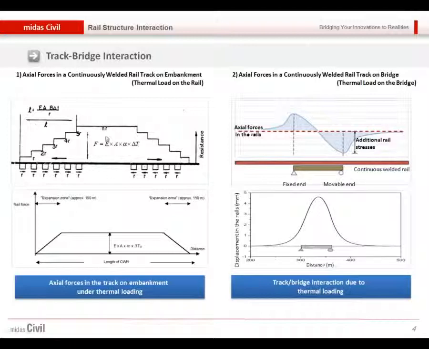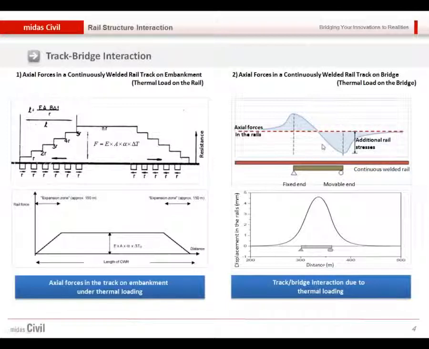But since the restraint condition between the rail and embankment is not rigid, there must be a certain deformation in the rail. Because of this deformation, the axial force will be decreased. So you can see those decreased axial forces on each end of the rail for the embankment part.